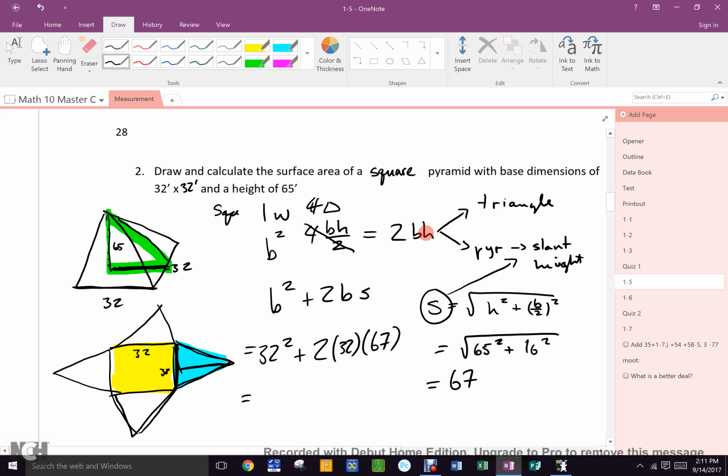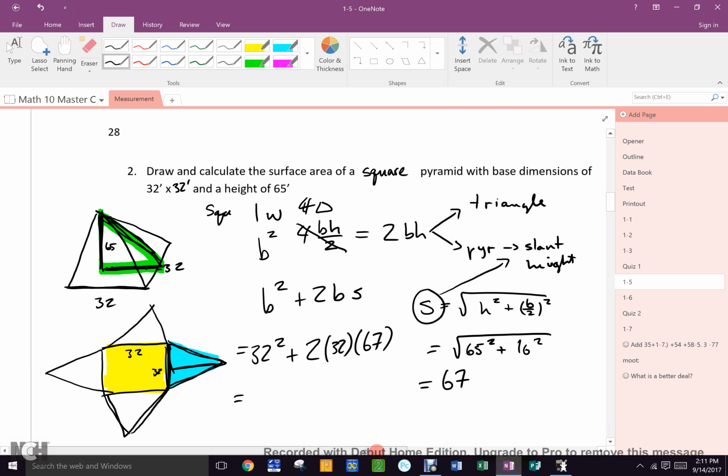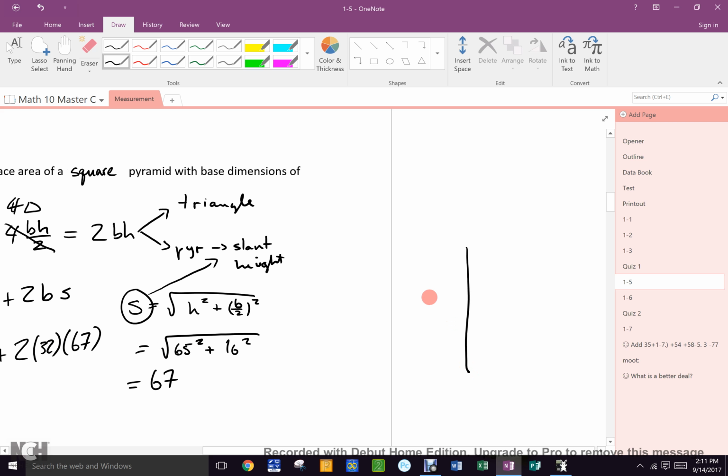Okay. Now height is where we get into problem, because the triangle has a height, but the pyramid has a different height, doesn't it? Because the pyramid height goes straight up the middle, not up the side. So we took this triangle right here, which was, nobody write this down, this is explanation, 65 up the middle, yes? And the bottom was 32 all the way across. But since this only goes to the middle, this is 16.